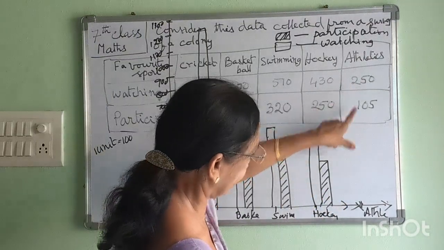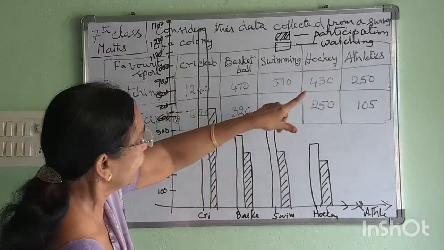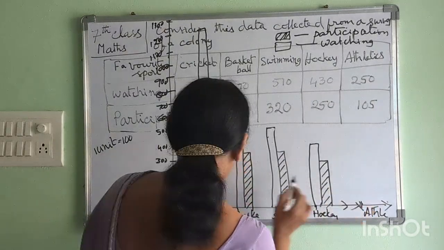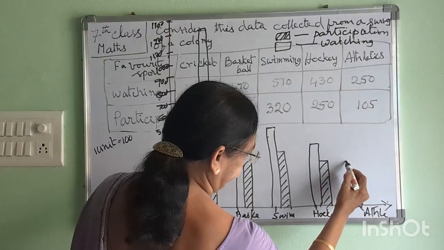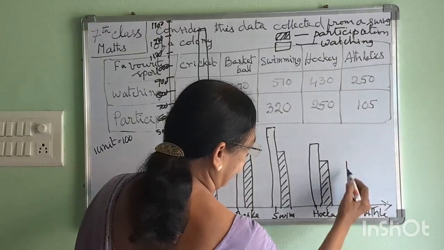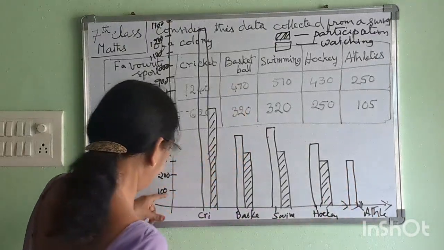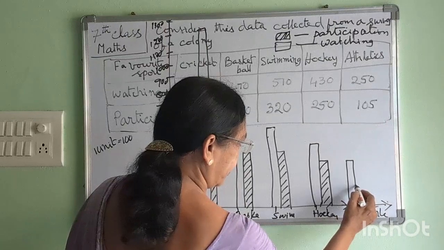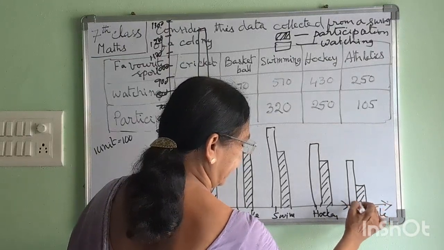Next game, athletics. Athletics is watched by 250. Here 200, 300, in between is 250. Next, 105. Their participation is 105. This is shaded.